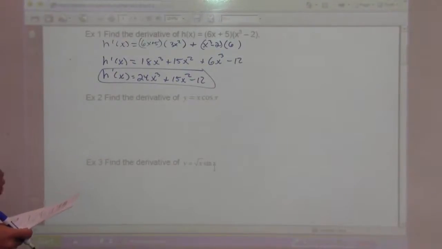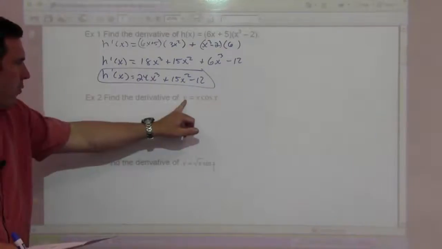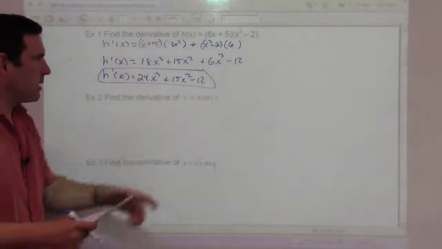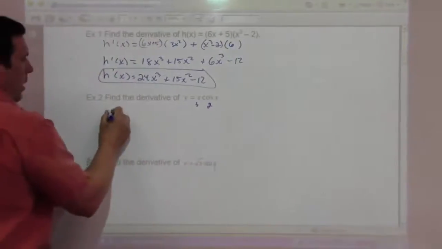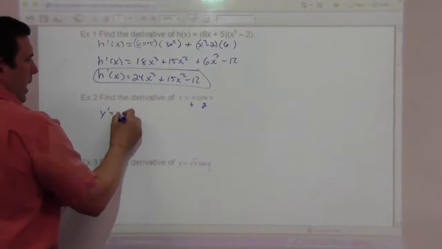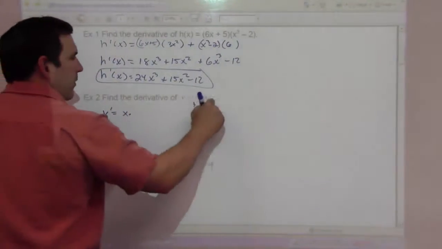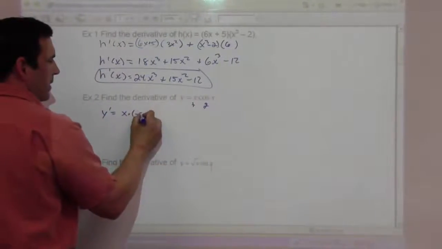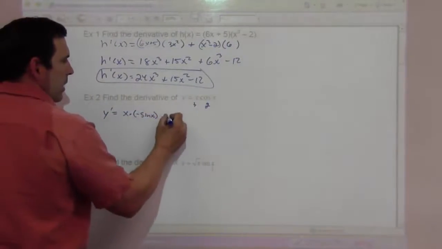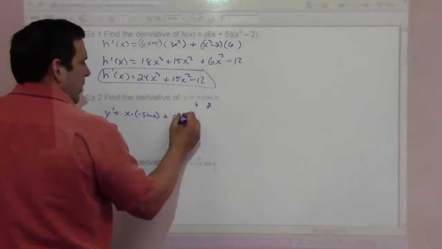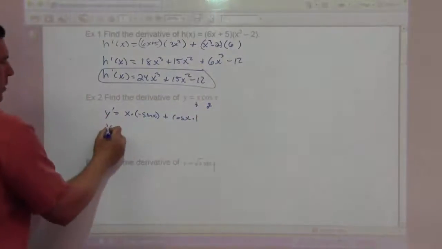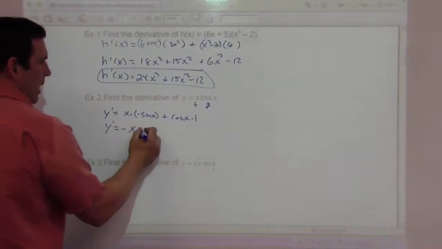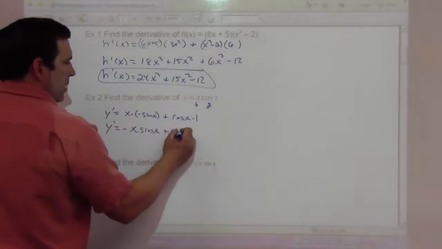Let's look at the next one. Find the derivative of y equals x cosine x. So here's your f. Here's your g. So y prime is going to be x times the derivative of cosine, which is negative sine of x, plus cosine of x times the derivative of x, which is just going to be 1. So y prime is going to be negative x sine x plus cosine x.